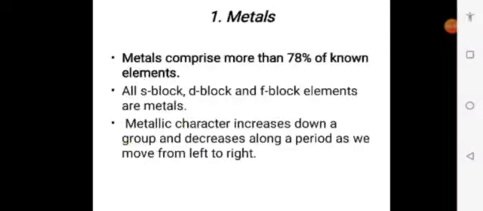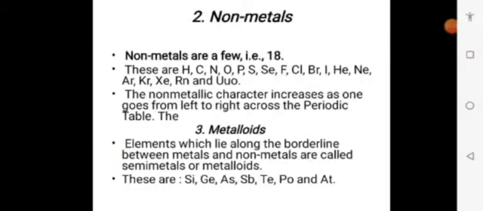So metals in the periodic table we can easily observe. Metals comprise more than 78% of known elements. Second, all S and D block elements are metals. Metallic character increases down a group. There are 18 groups in the modern periodic table. When we move down any particular group, the metallic character increases and the non-metallic character decreases.